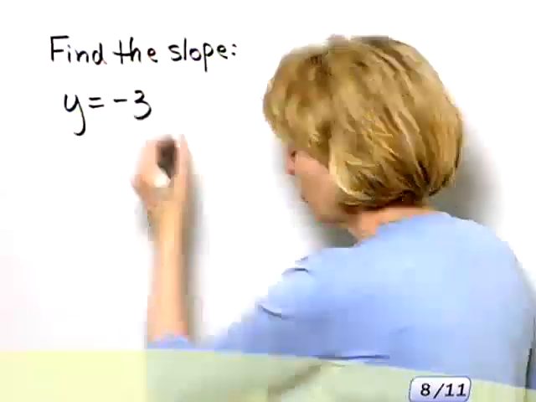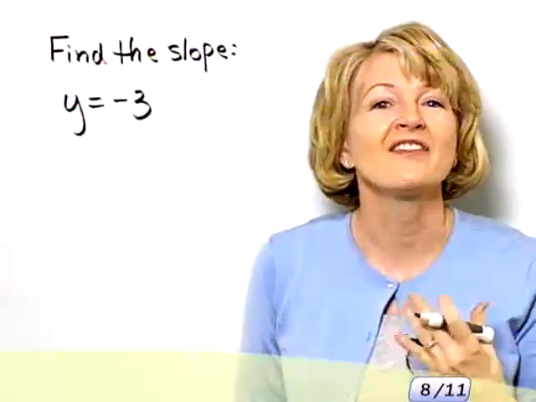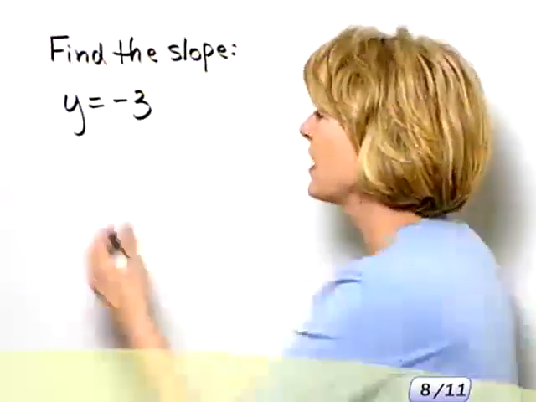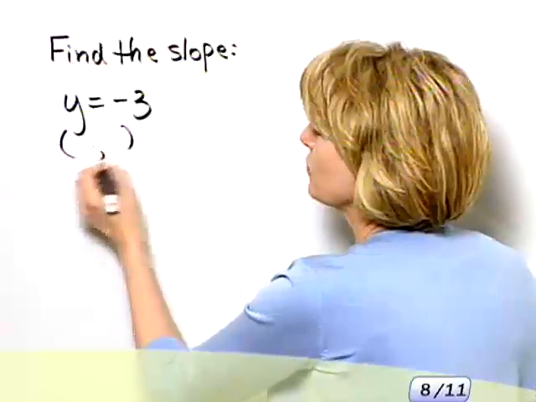Here is my equation. Let's now find the slope of this special type of line. What type of line is it again? It is a horizontal line. So we're going to find the slope by using the slope formula.